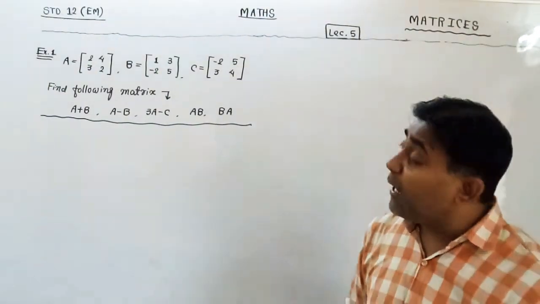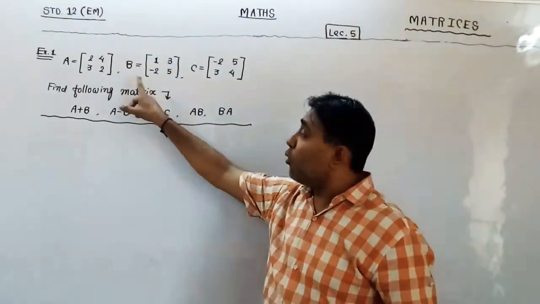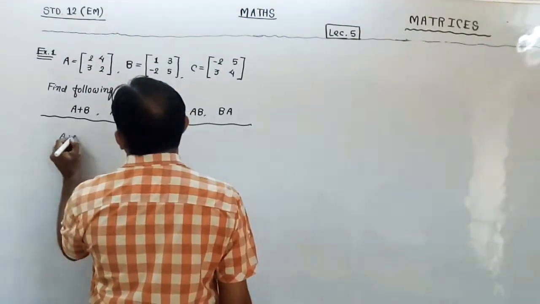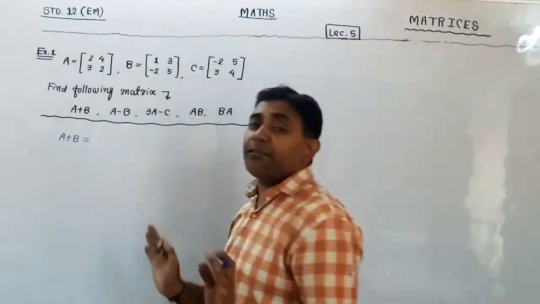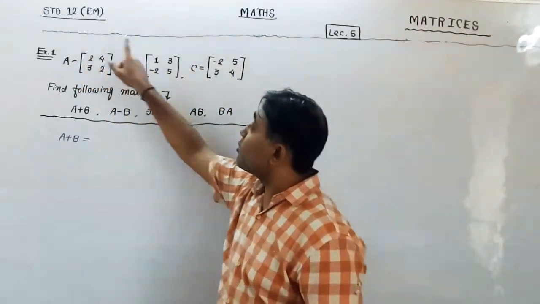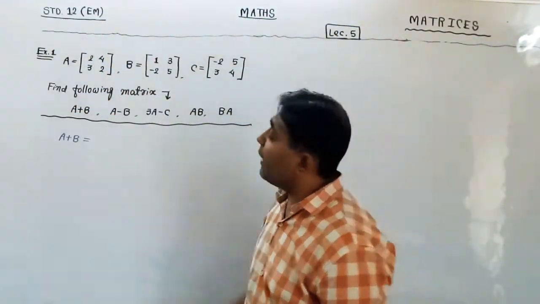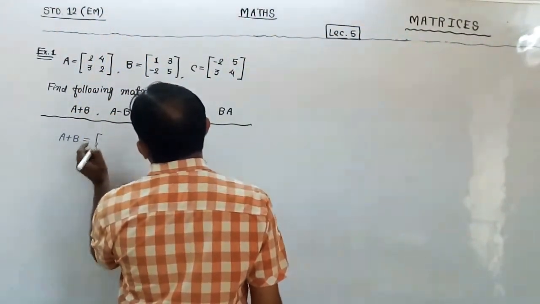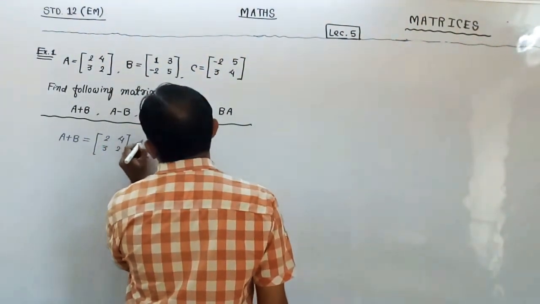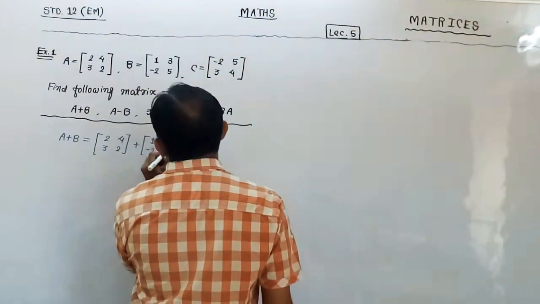A plus B is the matrix, see here, 2 cross 2, 2 cross 2. Addition is very simple, my dear. Nothing to do, just element-wise addition. It means the first row adds with the first row, the first row's first element with the first row's first element. So that is 2, 4, 3 and 2 plus this matrix, 1, 3, minus 2 and 5.